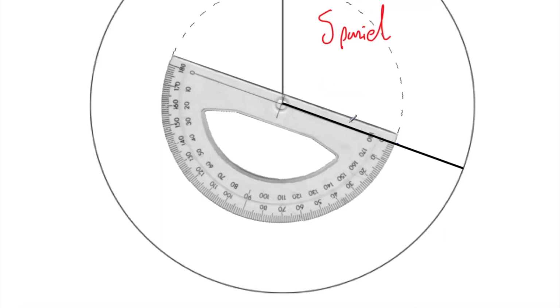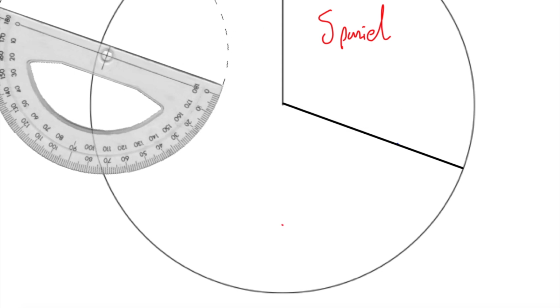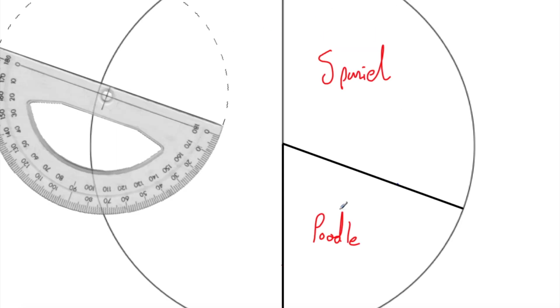Okay, next we get a protractor. We put the center of the protractor on the center of the pie chart, and we put the 0 on the line we've just drawn. You always put the 0 on the line you've just drawn, and we go around to 70 degrees, which would be here, put a dot. And then we remove our protractor and put a nice straight line through it. So that sector's for poodle.